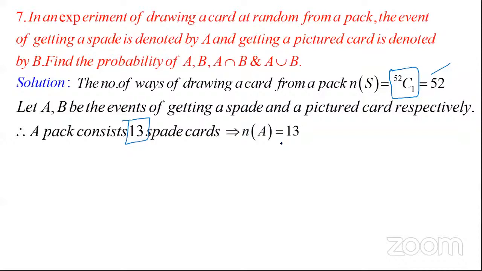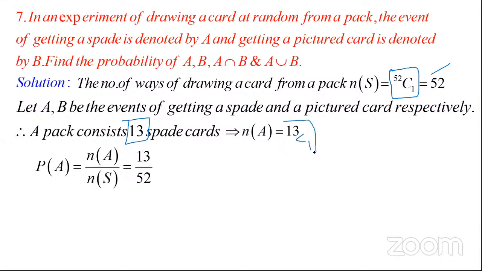Out of that I have to select one, so that is 13C1. So n of A equals 13. Out of 13 cards I'm selecting only one card, whatever it may be. That is a spade, which may be A, 2, 3, 4, 5, 6, 7, 8, 9, 10, J, Q, K, any of them, a number card, a letter card or a picture card. I have to take a spade card from the 13, so 13C1 is nothing but 13.